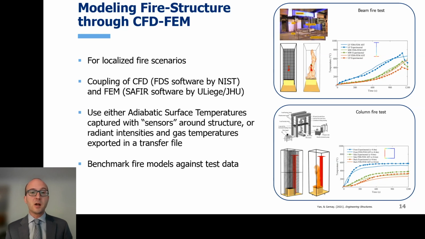And so this, we obtained a good agreement in predicted temperatures in the steel. So we showed that, again, we have those computational tools and we can use different methods such as the adiabatic surface temperature or outputting the gas temperature and radiant intensities to capture both convection and radiation that would occur at the interface between the fire and the structure.